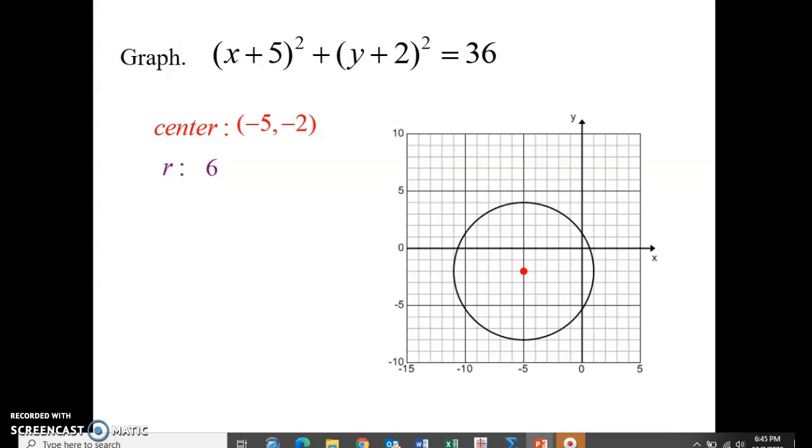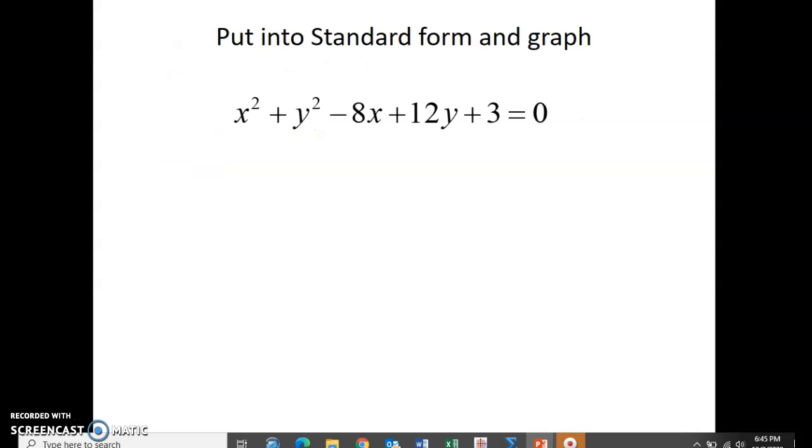All right, I've got one more example of the general to standard form. But what I'd like you to do is pause the video, try this one out on your own, see what you come up with, and then come back. All right, so hopefully you paused it, you've got some kind of answer, and now you're back.